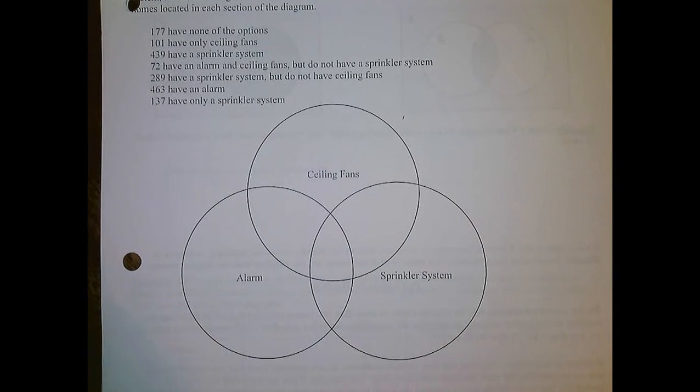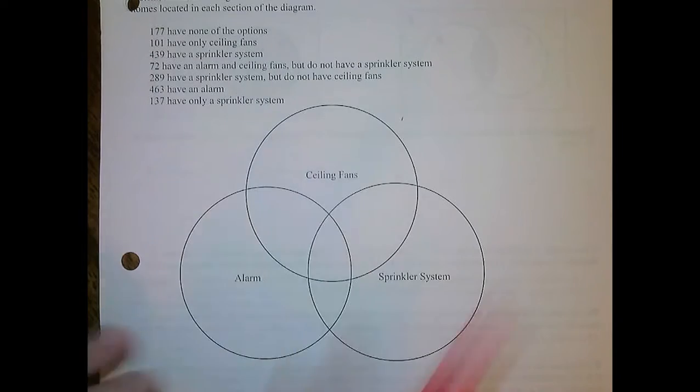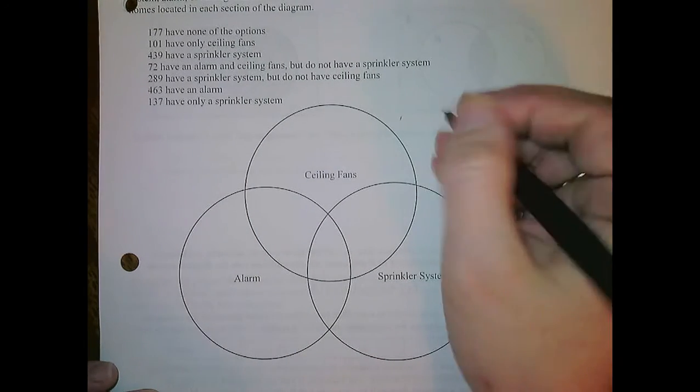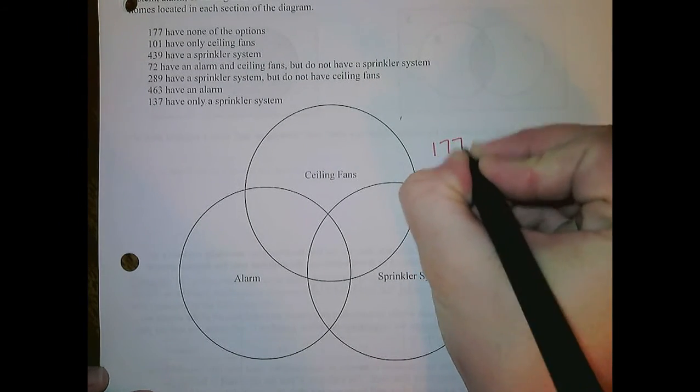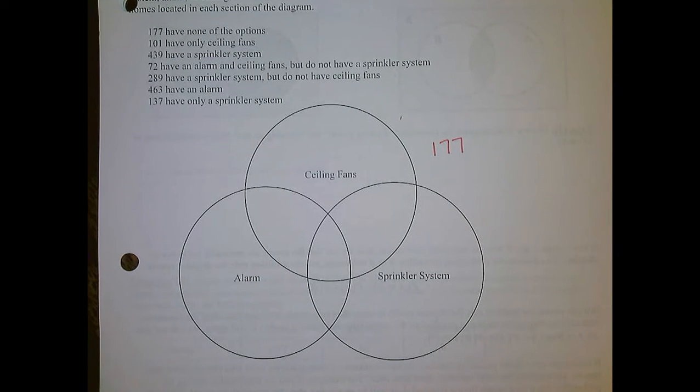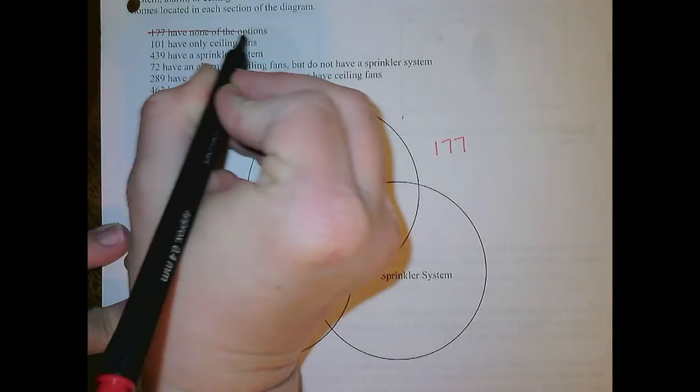So they tell us in this example that 177 of the homes have none of the options. So 177 of our homes are going to fall outside of these three circles. So I'm just going to write 177 here, representing the number of homes that don't have any of these three features of those 1,000 homes. So I'm going to go ahead and cross this out because we've labeled this on our Venn diagram.